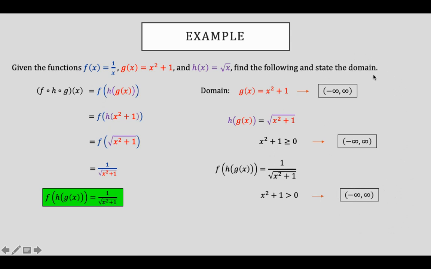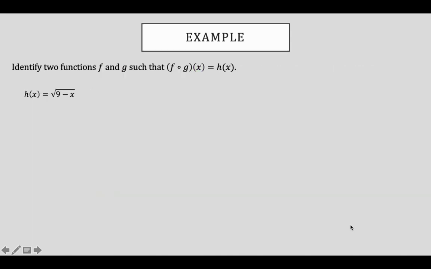And so where do all three of these overlap? From negative infinity to positive infinity. All right, there we have our composite functions, our double composite functions in this case. All right, last thing in section 1.9, right?